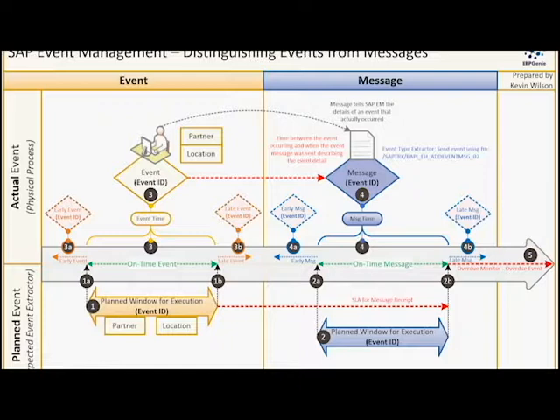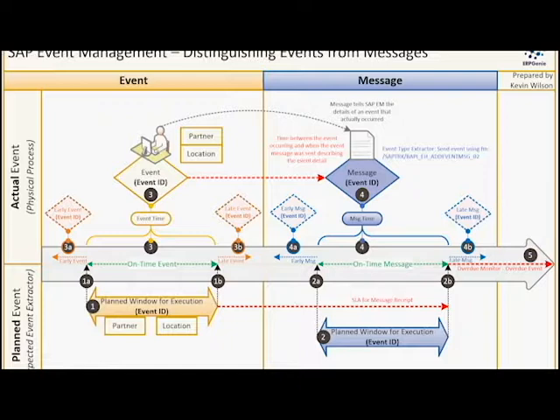So if we say they have 24 hours from the time that they execute the event to the time that we receive the message, that is basically that SLA for message receipt. That's that bottom red line, the time between 1B, which is the end of the execution window, to 2B, which is the end of the planned event message window.